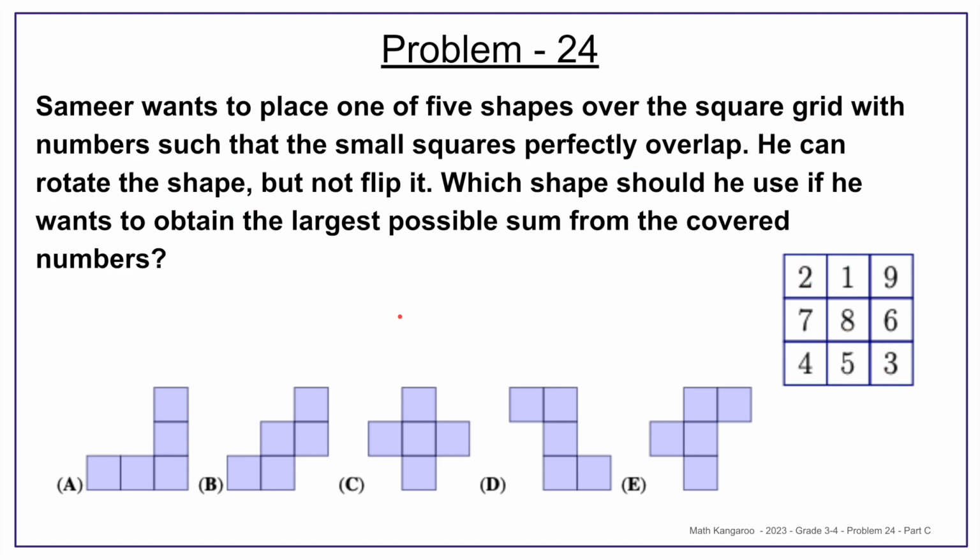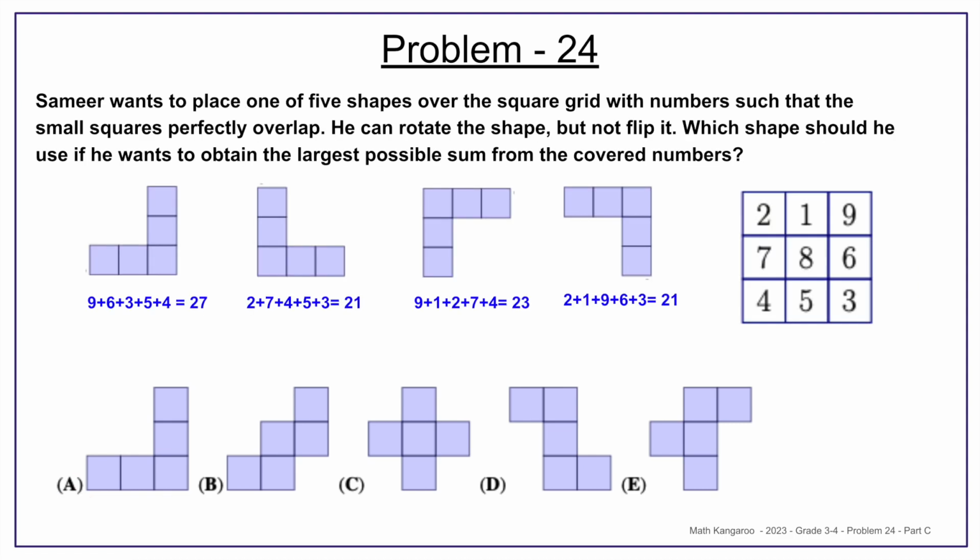Let's clear our screen. So we have 9, 6, 3, 4, 5. We are looking for the shape which covers the largest, the biggest numbers. This does not cover them. We can move, rotate like this. Still doesn't cover. There is also a way where it can cover like this. Still covers 1. And from here to here. So it's not covering the biggest numbers.